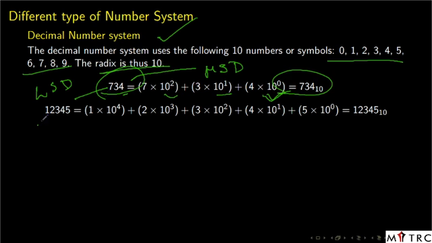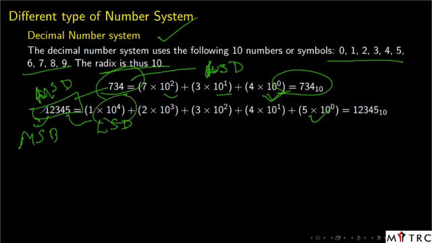And here, for example, I told you this 4 is the least significant digit, and this 7 is the most significant. Similarly, here 5 is the least significant digit, and this 1 is the most significant digit. And the weight value, as I've told, is 10 to the power 0 for the 5, and 10 to the power 4 for the 1 because it is at the 5th position.